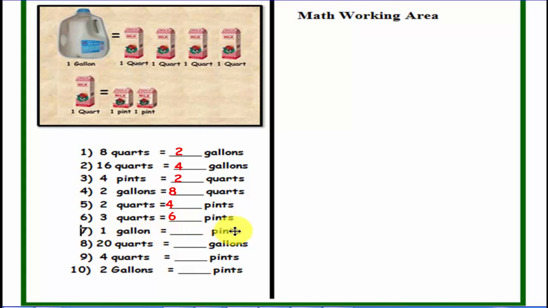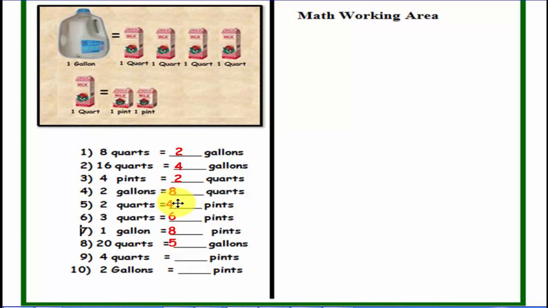1 gallon equals how many pints? Okay, now if 1 quart is 2, and you have 4 of those, what is 2 times 4? 8. 20 quarts equals how many gallons? If 4 of them equal 1 gallon, 20 divided by 4 is 5. 5 gallons. 4 quarts equal how many pints?